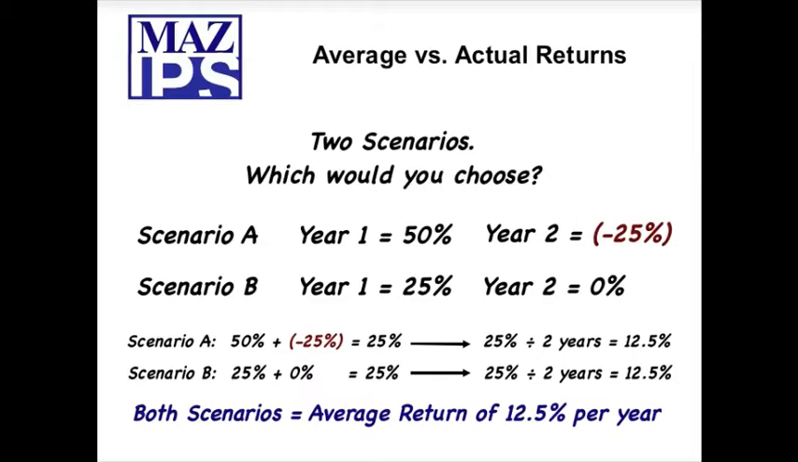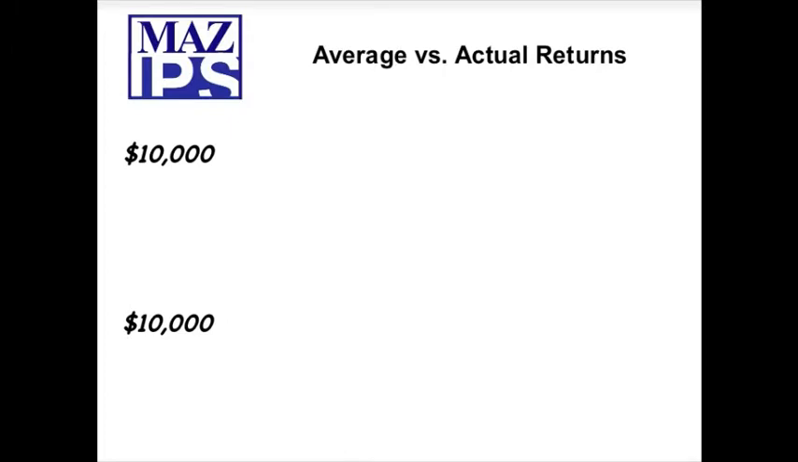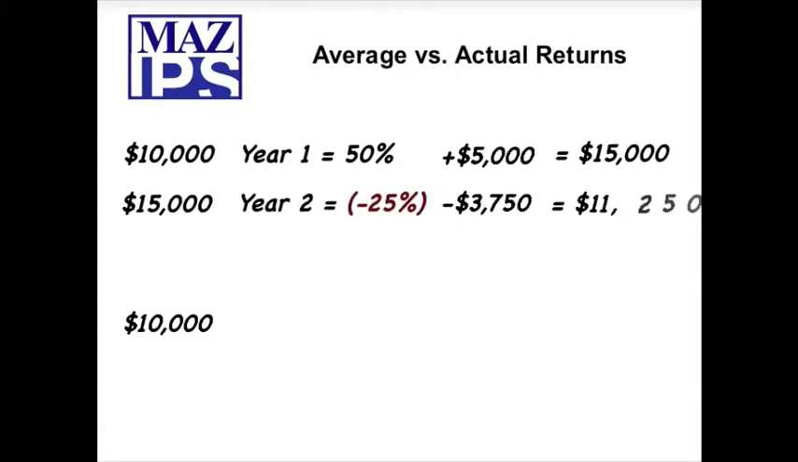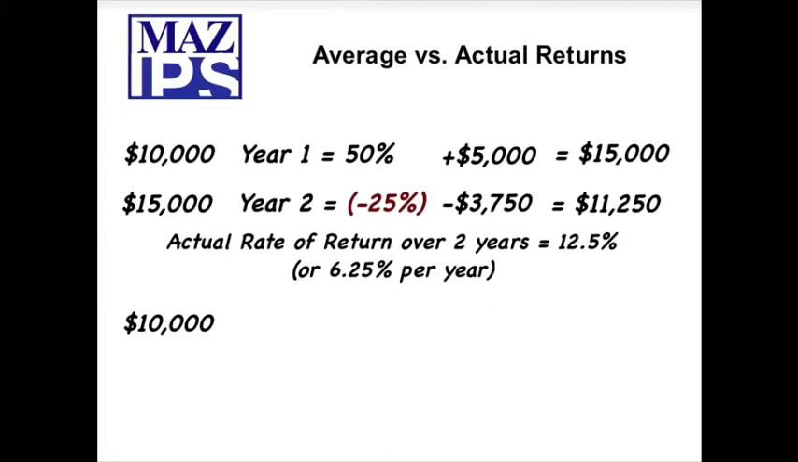So let's start with your same $10,000 principal. In scenario A, you get a 50% rate of return for a total of $15,000. In year 2, you lose 25% or $3,750. This leaves you with a total principal of $11,250. In other words, you received an actual rate of return of 12.5% over that 2-year period, or 6.25% per year, well short of the 2-year average rate of return of 25% we talked about earlier.